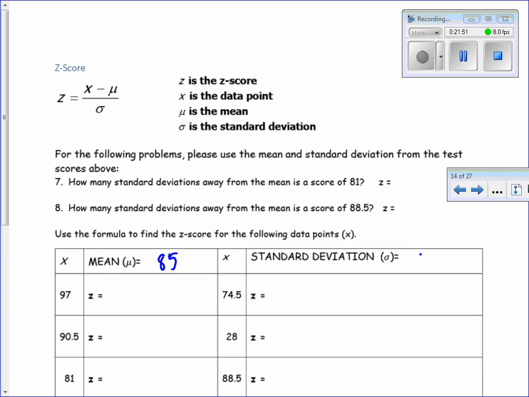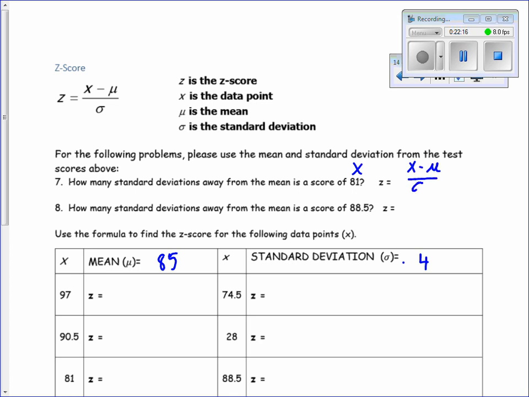Our standard deviation is 4. For the following problems, please use the mean and standard deviation from the test scores above. How many standard deviations away from the mean is a score of 81? Here, x is 81. Standard deviation is 4, mean is 85. We're just going to put it in a formula: x minus mu divided by sigma equals 81 minus 85 divided by 4.